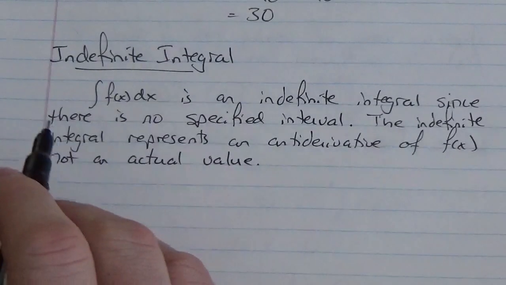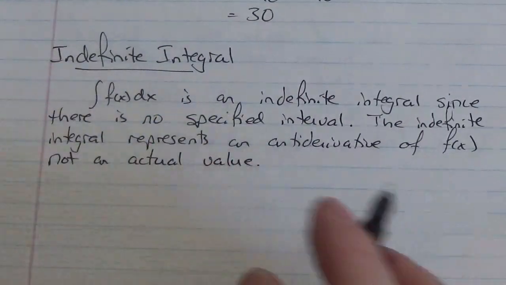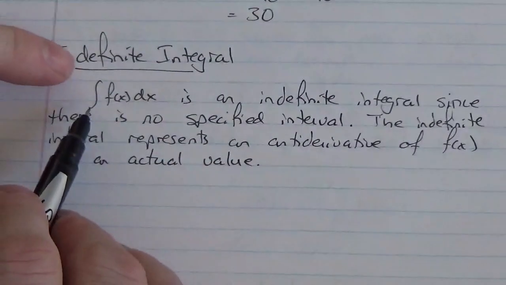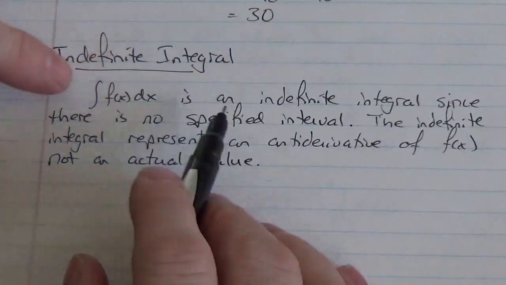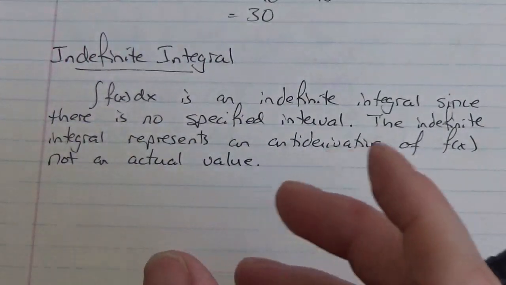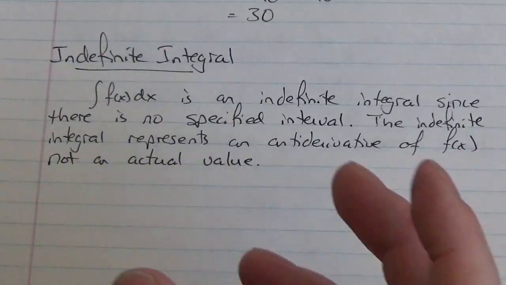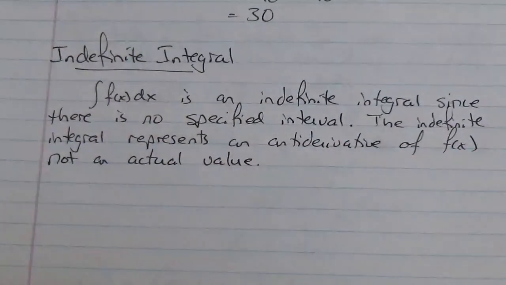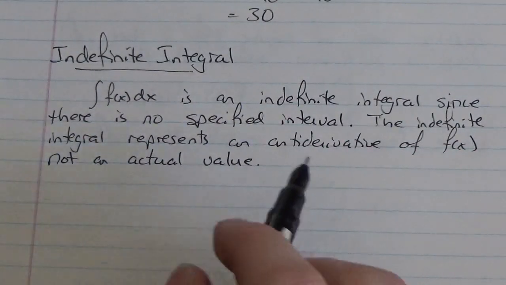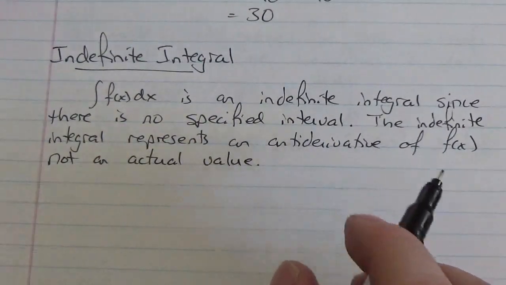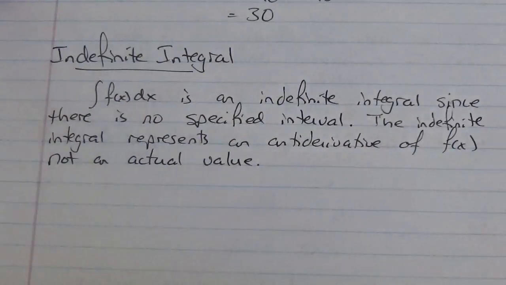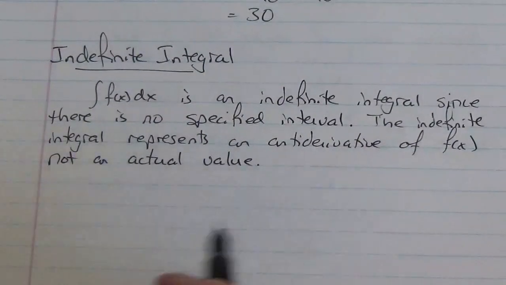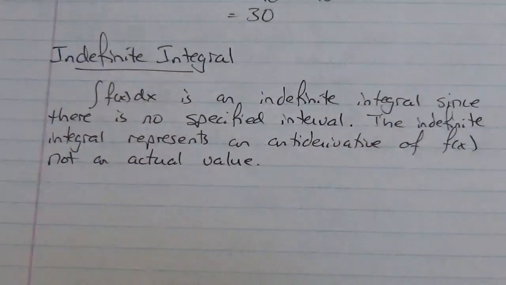Now an indefinite integral is going to look like this. And notice what's missing here. I don't have the a and the b specified here. This is an indefinite integral, and it's indefinite because there is no interval that we're specifying. What it represents is really just the antiderivative of that function right there. It's not an actual value. It's not an area. It's just the antiderivative of that function.